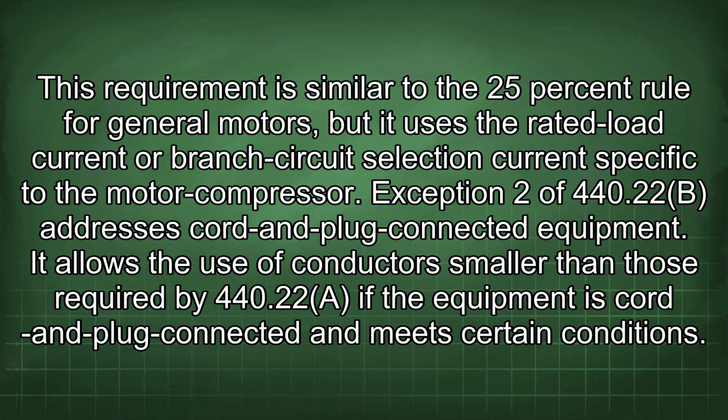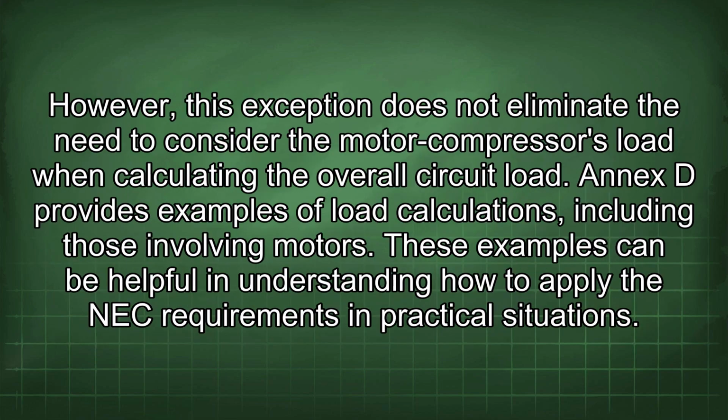Exception 2 of 440.22(B) addresses cord and plug connected equipment. It allows the use of conductors smaller than those required by 440.22 if the equipment is cord and plug connected and meets certain conditions. However, this exception does not eliminate the need to consider the motor compressor's load when calculating the overall circuit load.